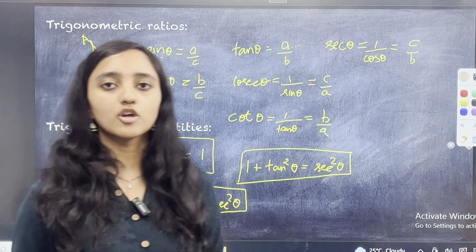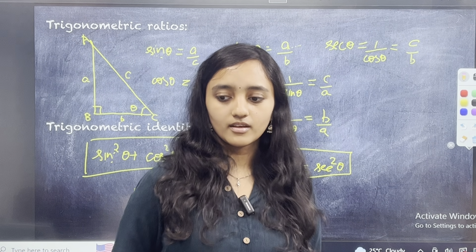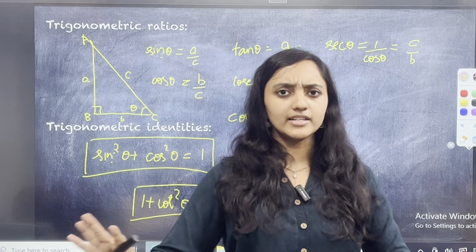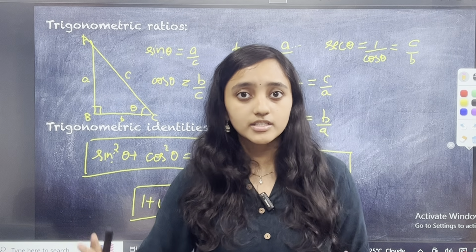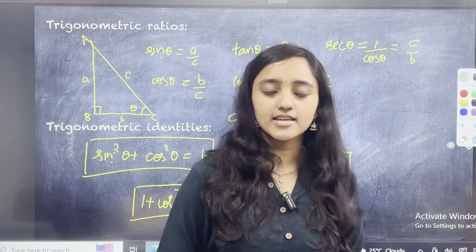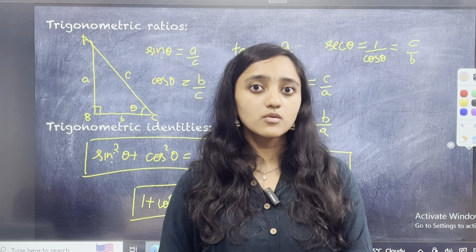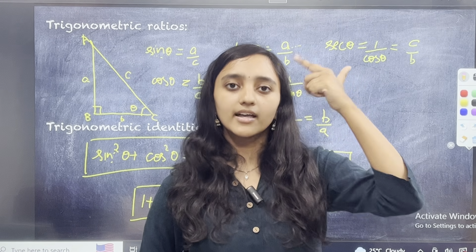This is your third trigonometric identity. Okay, I will just do a 2-minute recap of the entire thing. So you have a right angle triangle. You need to know sine theta, cos theta, cot theta, tan theta, cosecant theta, and secant theta. The three main ones are what? Sine theta, cos theta, and tan theta.